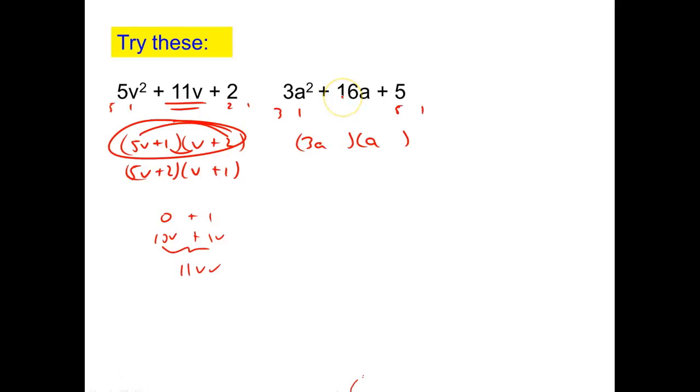How am I going to get 16? Well, if I multiply my 3 times my 5, that gets me pretty close. So where does the 5 need to be? Well, to multiply with the 3, that means the 5 needs to be in the back.